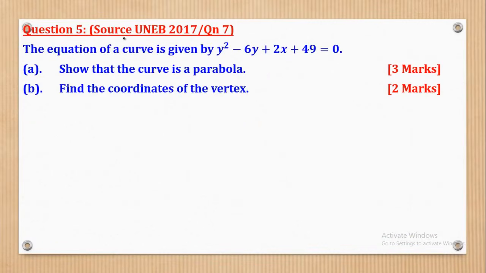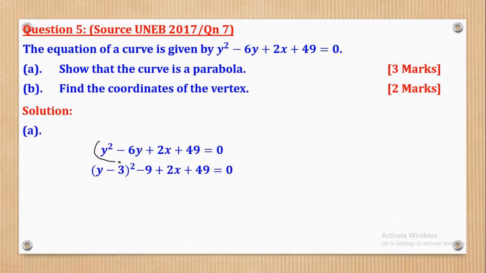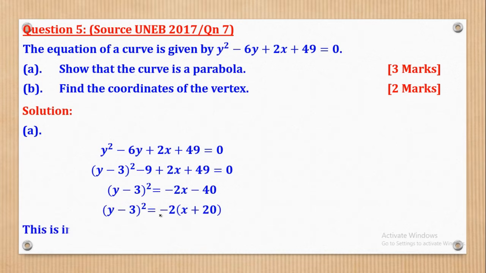Then now we shall go to question 5, which came from UNEB 2017, paper 1, question 7, and says the equation of a curve is given by this. Part A, show that the curve is a parabola, and part B, find the coordinates of the vertex. To show that it's a parabola, we have to complete squares. The first thing to do is to collect like terms. When I complete squares for this, I come up with this part. Then simplify and collect like terms, I come up with that. Therefore this will be in the form y squared equal to 4ax, and therefore it is a parabola.